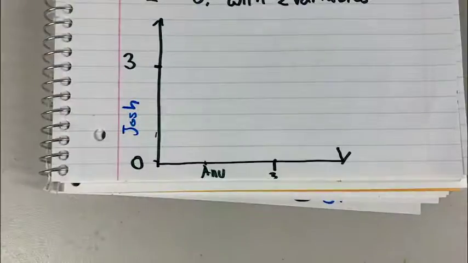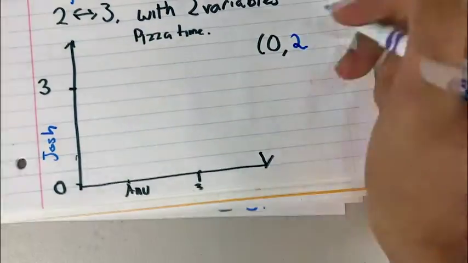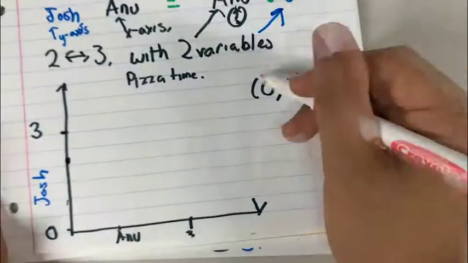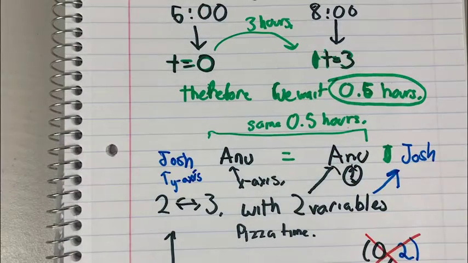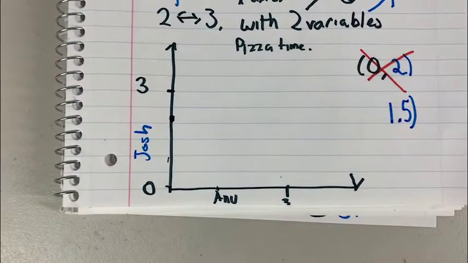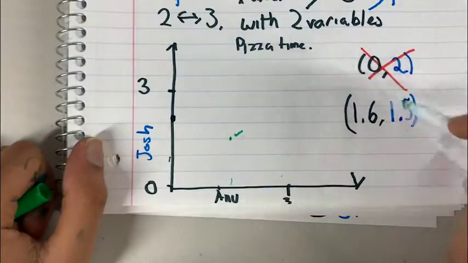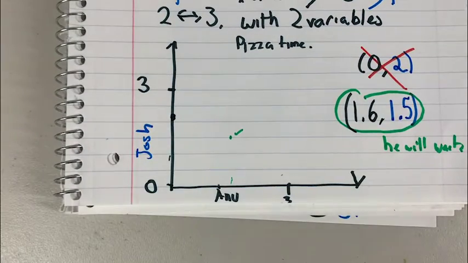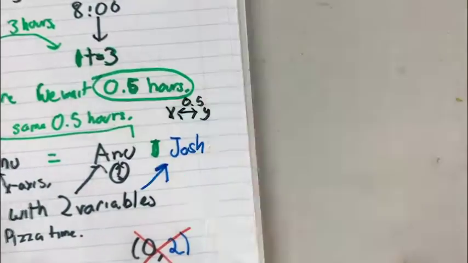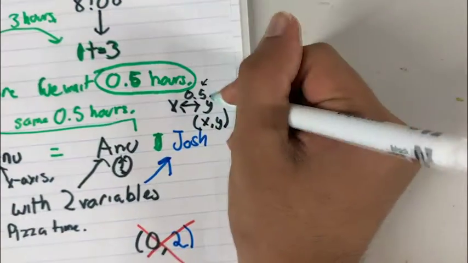So let's imagine I come in at time 0 and Josh comes in at time 2. We will clearly not meet since I can only wait for 0.5 hours or 30 minutes. Instead, let's imagine that he comes in at time 1.5 and I come in at time 1.6. We will clearly meet as Josh will have waited 0.1 hours. Now, what we're looking for is all of the pairs of numbers that are 0.5 hours apart.